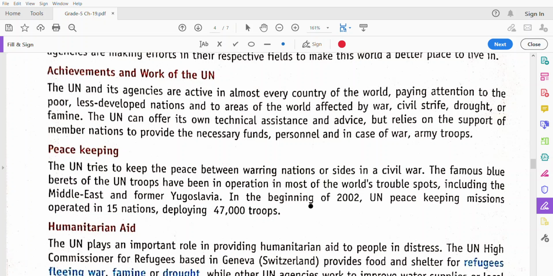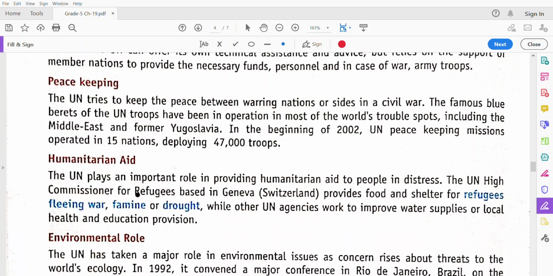And in the beginning of 2002, UN peacekeeping missions operated in 15 nations, deploying 47,000 troops. There are 47,000 troops of the UN that are helping the people. Humanitarian aid means where the UN is working. The UN High Commissioner for Refugees, based in Geneva, Switzerland, provides food and shelter for the refugees. Refugees means the people who are coming from another country, those who are affected by famine, droughts, or floods, etc. This UN helps those people to settle down in a proper place.